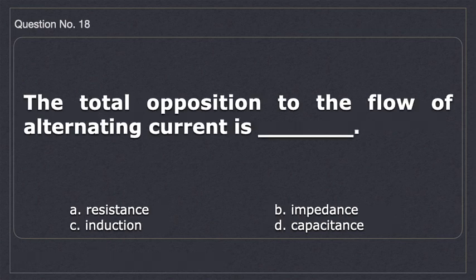Question number 18. The total opposition to the flow of alternating current is blank. A. Resistance, B. Impedance, C. Induction, D. Capacitance. Answer: B. Impedance.